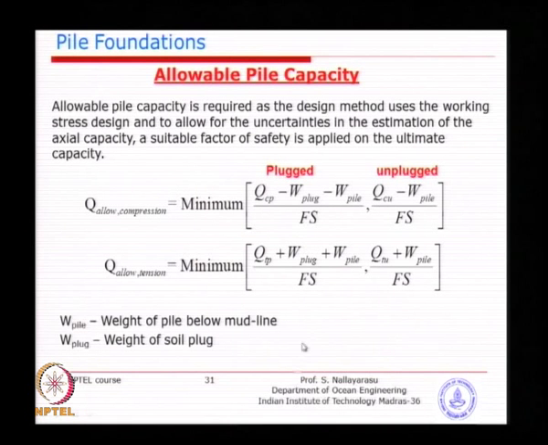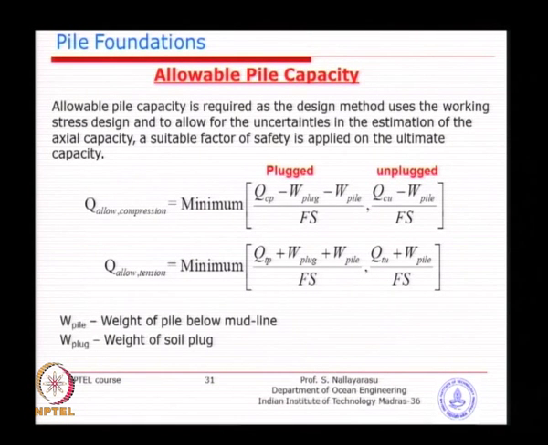Similarly, for tension, you take advantage of it. When the load is applied upwards, it has to overcome the weight of the pile and the weight of the soil within the pile itself. So, when you are talking about tensile capacity, it is the capacity coming from friction, and you add the weight of the plug plus the pile. So, the more weight you gain, the more tension capacity divided by the factor of safety. For the unplugged case, it is only going to be the pile weight.